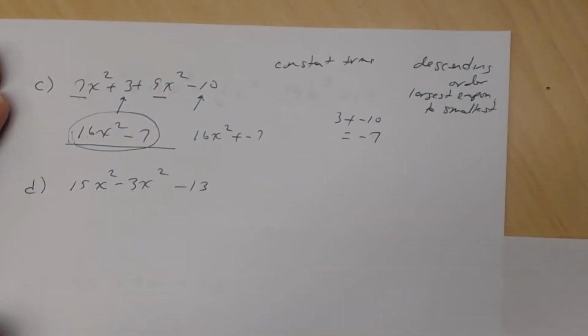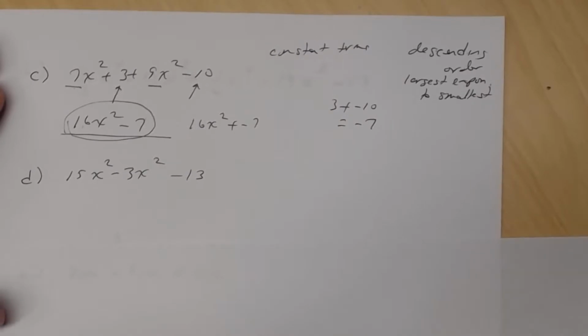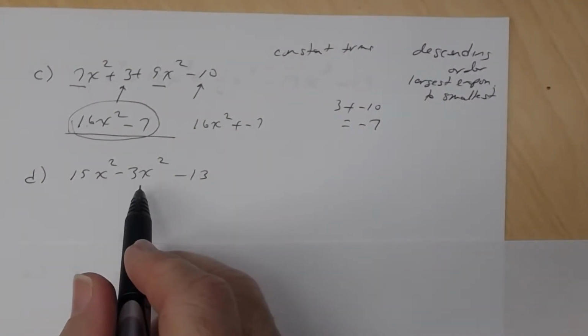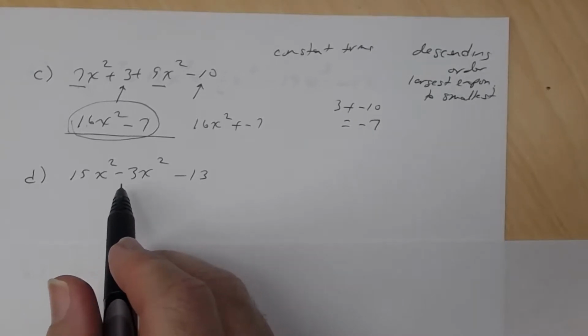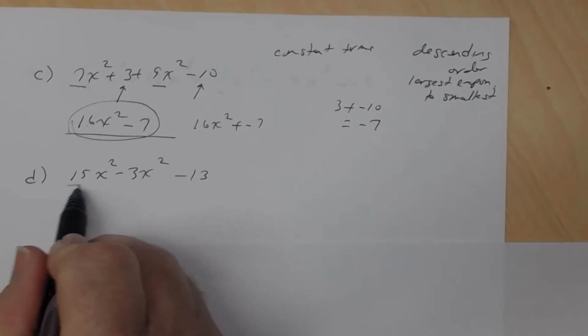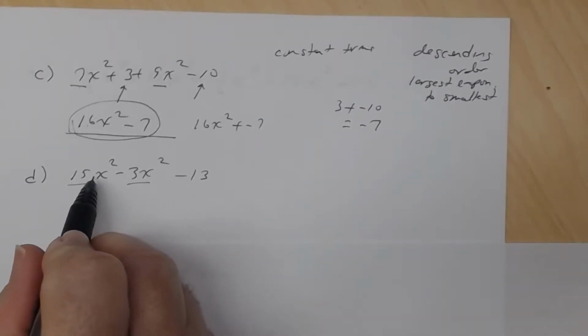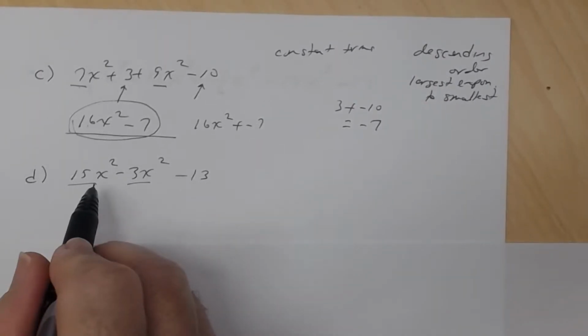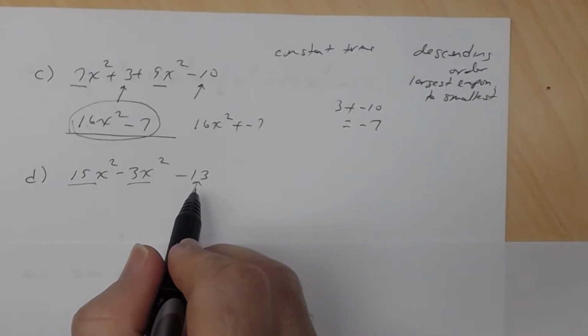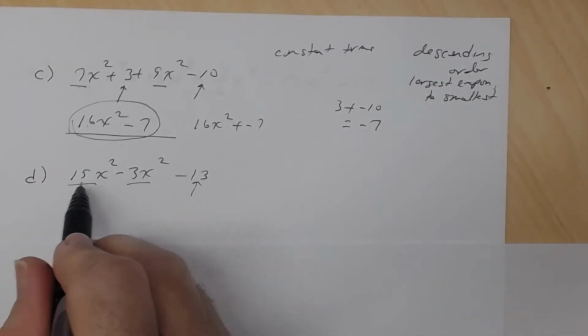Letter D. So letter D, since I have more than one pair of like terms here, I'm going to underline my like terms. So these two are like terms. They both contain the variable x raised to the same power. This is a constant term, and there's only one of them. So these are the only like terms right here.